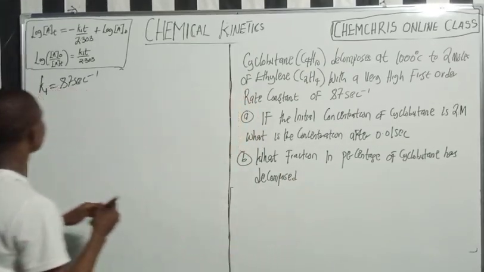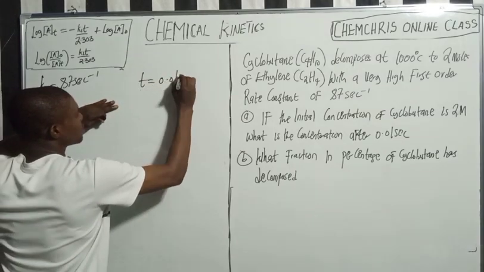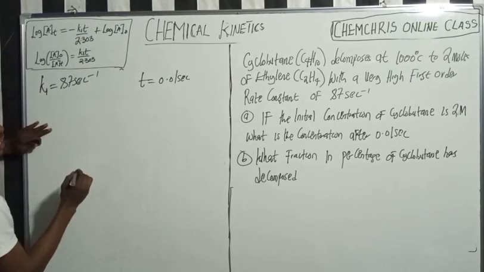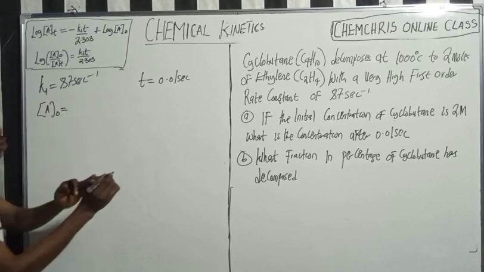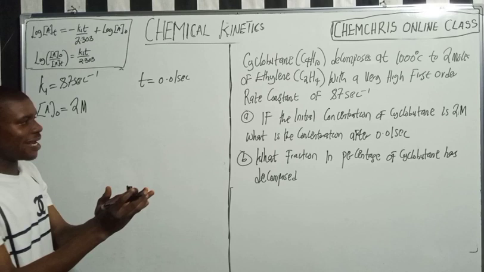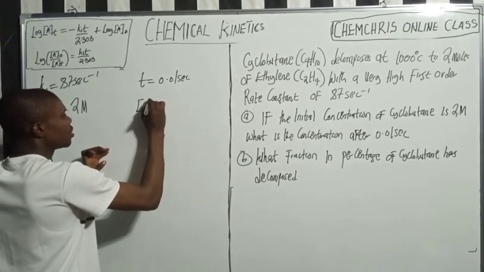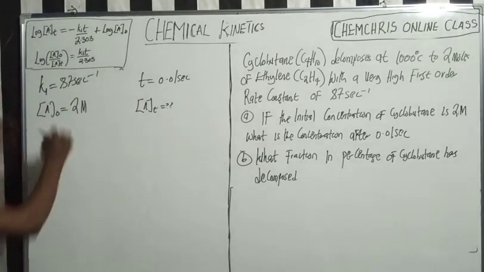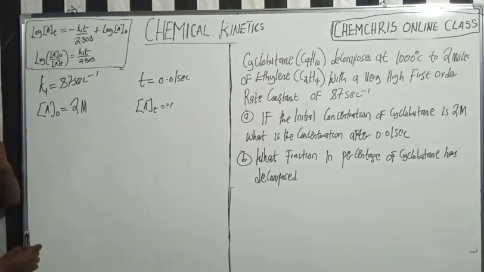Right? So now my time is 0.01 seconds, right? Now my initial concentration, which was A naught, is 2 molarity. So what I want to get here, they're asking us to calculate the final concentration. I believe you have done this before, right? So I have to use the first equation, the first formula here to get the answer.